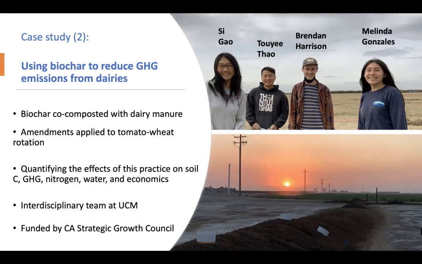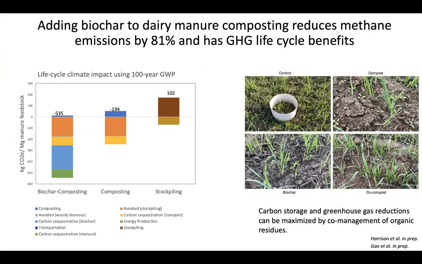They just did their first mid-season harvest. And we're quantifying the effects on carbon, greenhouse gases, nitrogen, water, and even the economics of these practices. So what we found so far in the composting part of this is that adding biochar to a composting system significantly reduces greenhouse gas emissions. We saw an 81% reduction in methane emissions from the composting process. And we have a life cycle assessment that shows even greater life cycle benefits, especially when we're thinking about the land application side and comparison to alternative practices.